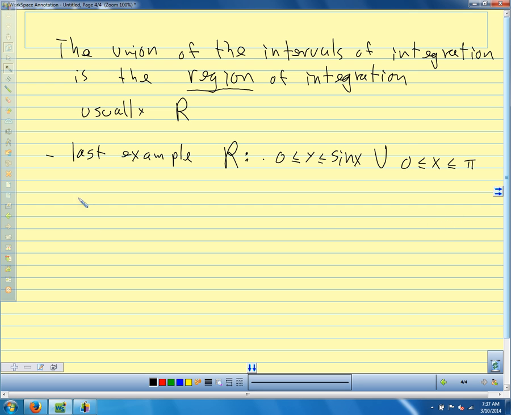And if we were to draw just quickly a little sketch of our region, from 0 to pi, y is going between 0 and sine x, so we're looking at that region in the xy plane. Y is between 0 and sine x, and this is y equals sine x, and x is between 0 and pi. So that would be our region of integration.